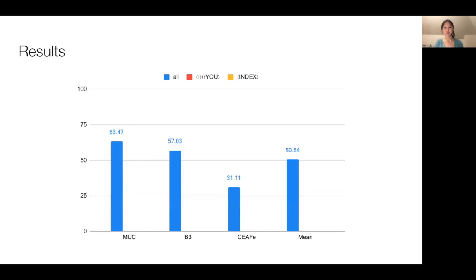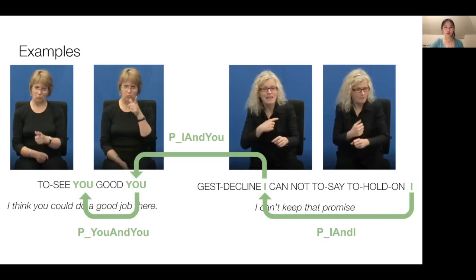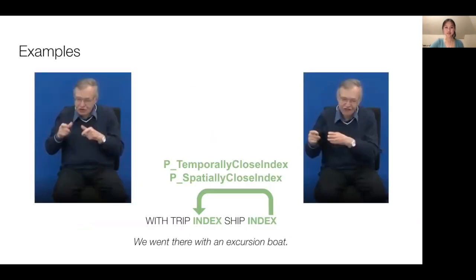We evaluate our system on commonly used metrics for coreference resolution in spoken languages, and we achieve a mean F1 of 50.54 across all indexing signs. Overall, we achieve a high mean of 92.2 on I and U signs, which is expected as they contain low ambiguity and meaning. And on index signs, where the model must keep track of spatial coherence and discourse and resolve different loci, we achieve 26.9 mean F1, which shows that there is still much room for improvement on these ambiguous third-person indexing signs. And our paper also contains qualitative examples of what our models are able to achieve or not.